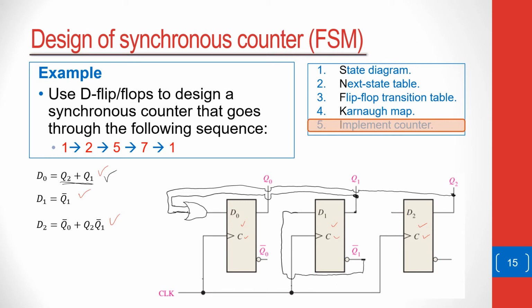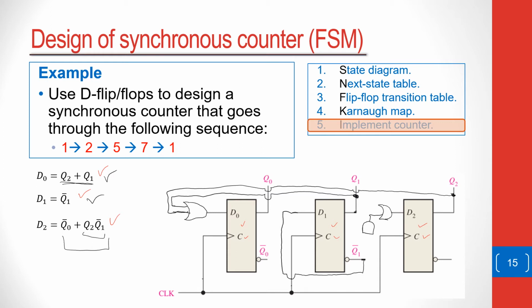We are done. We don't even need a gate there. That's Q1 bar. And then at the input of D2, it's 2 logic gates. We have a small AND gate which fits in a bigger OR gate. So first of all, we need to have a bigger OR gate fed by a small AND gate.